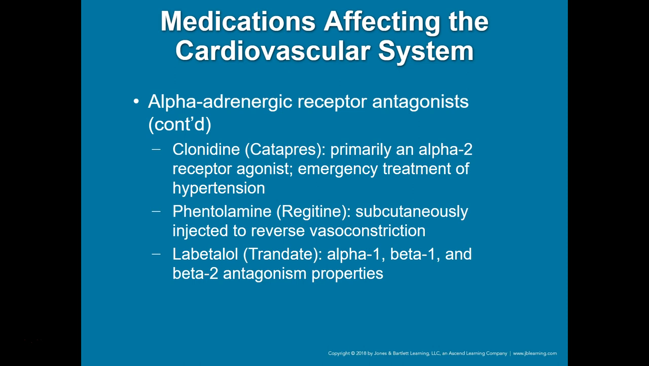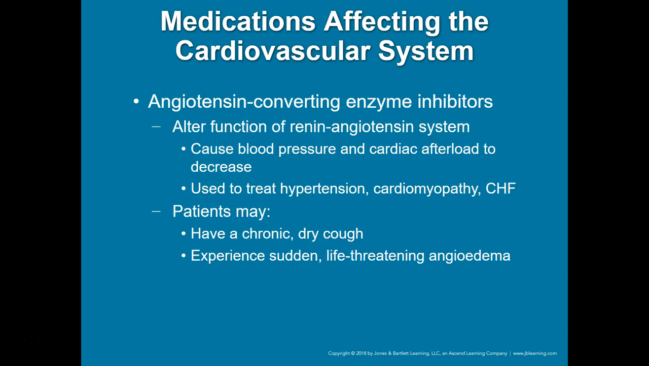Phentolamine, labetalol, alpha 1, beta 1, beta 2. Angiotensin converting enzyme inhibitors, ACE inhibitors, alter the function of the renin-angiotensin system. Going back, chapter 8, chapter 9 of the renin-angiotensin system. I know it's kind of a big area there. But what it's going to do is slow things down so angiotensin 1 isn't converted into angiotensin 2.